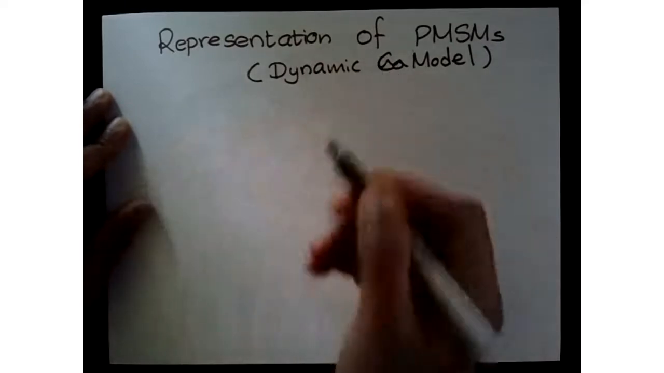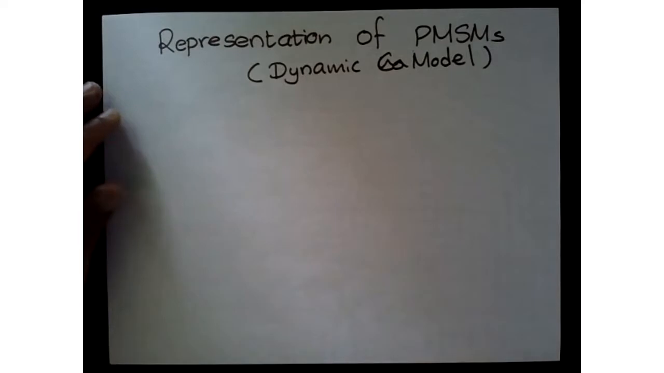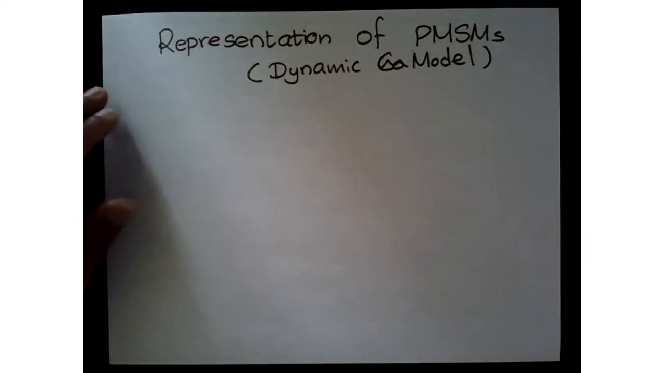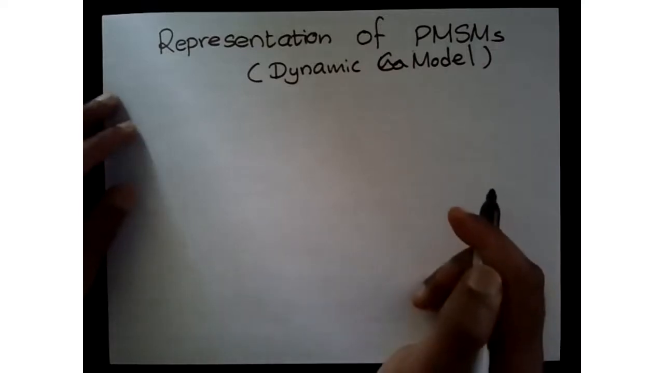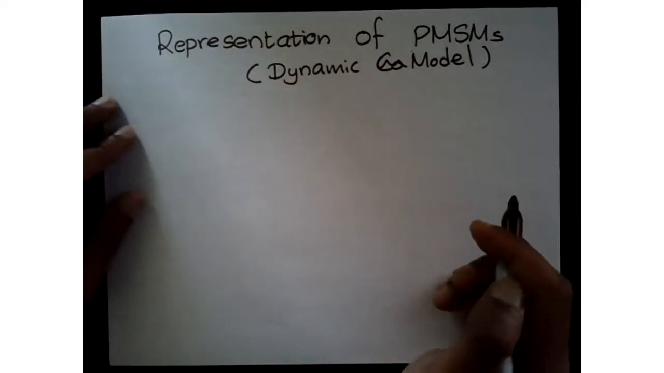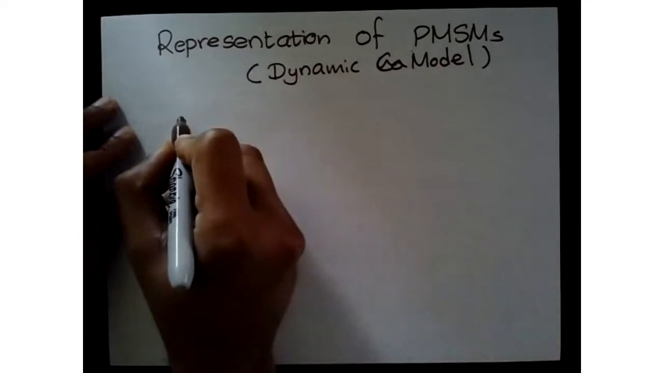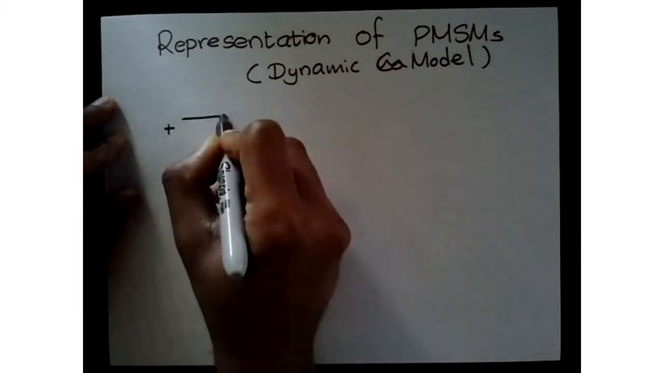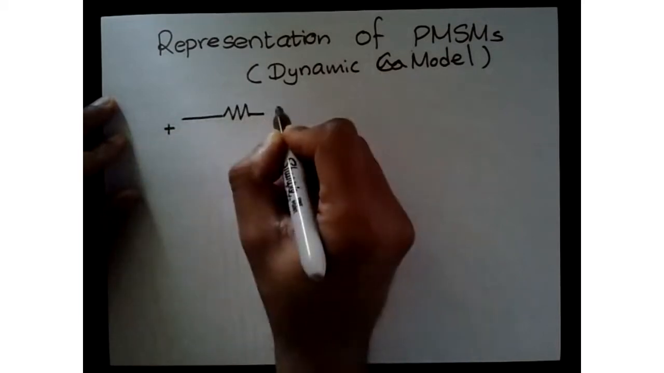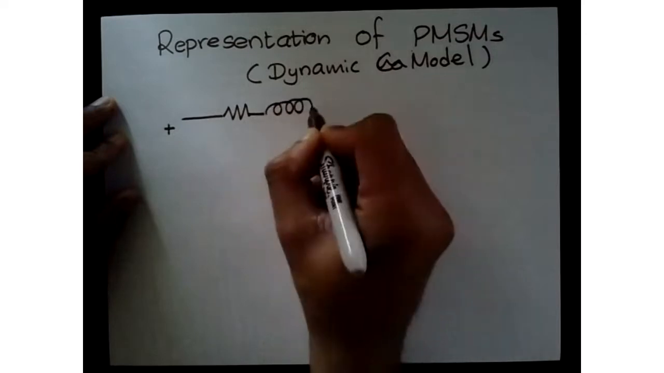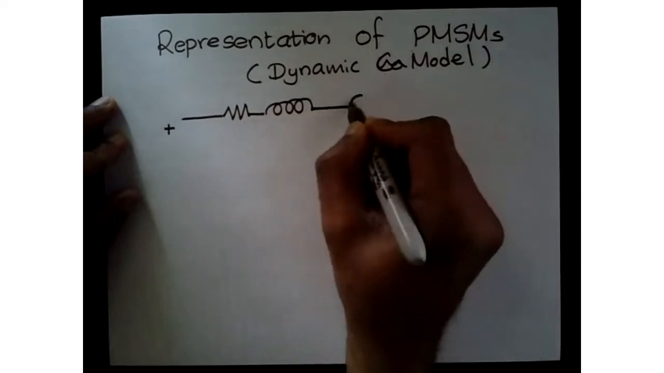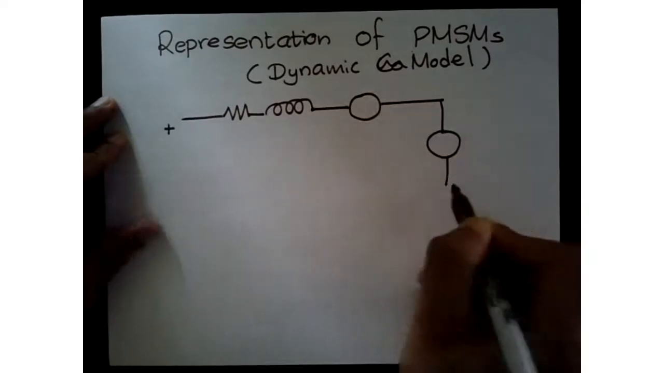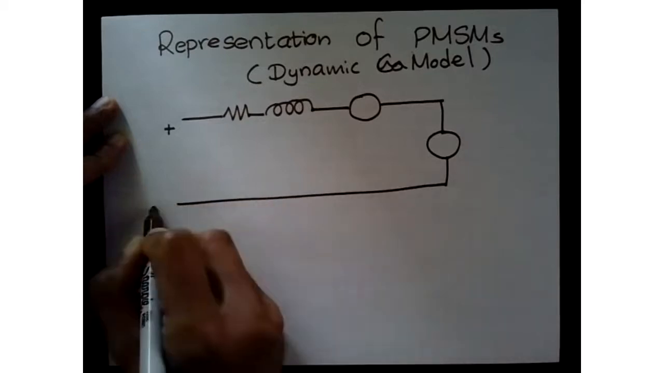First of all, we talked about three differential equations, and guess what? That means we're going to have three circuits. Three voltage equations, differential equations, however you want to call them, but you're going to have three circuits. So first we have one for VQ. You have a resistance, you have an inductance, and then you have two voltage sources, and we'll name them shortly.